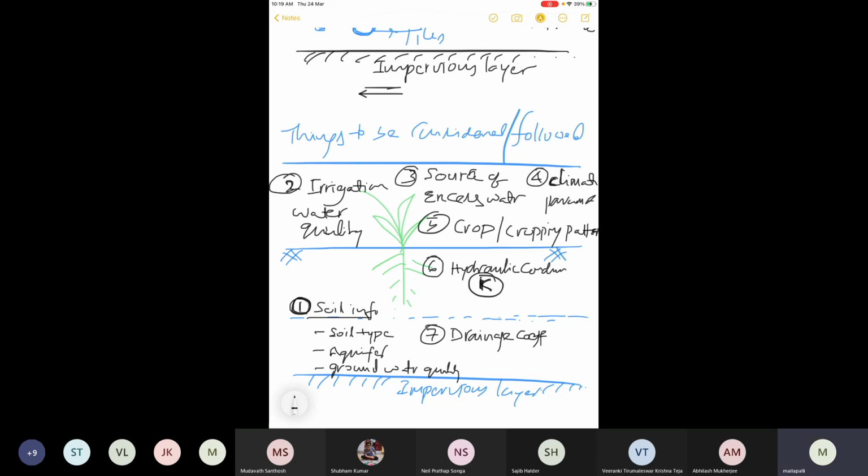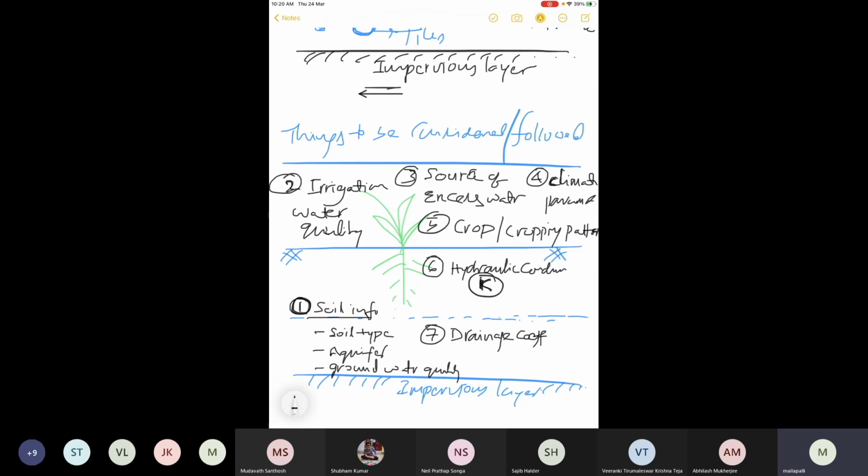So you know the definition of drainage coefficient. The depth of water drained from that area in a day is called drainage coefficient. So this is very important, based on the water balance, right? What drainage coefficient you're expecting, or what drainage depth you're expecting from that particular area in a day. So that is drainage coefficient.